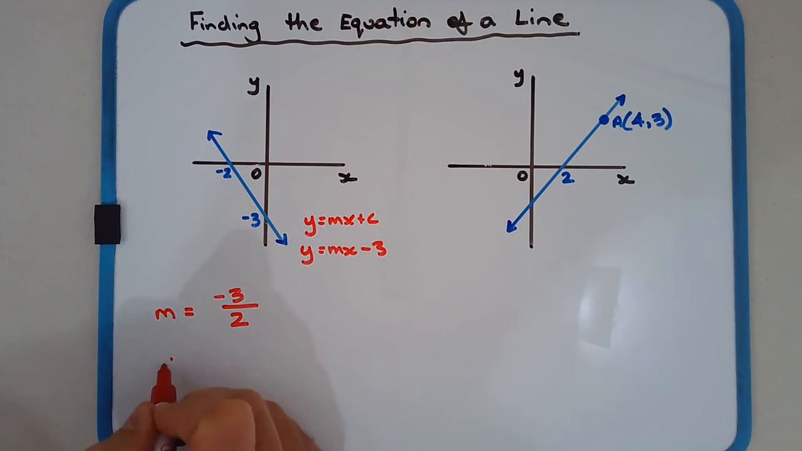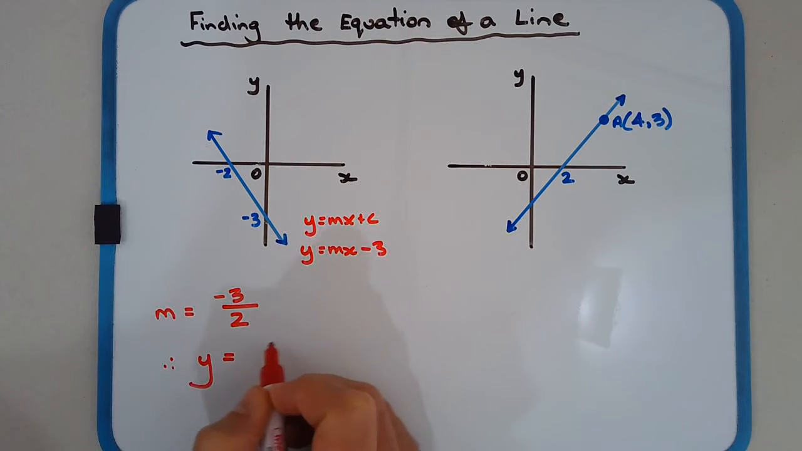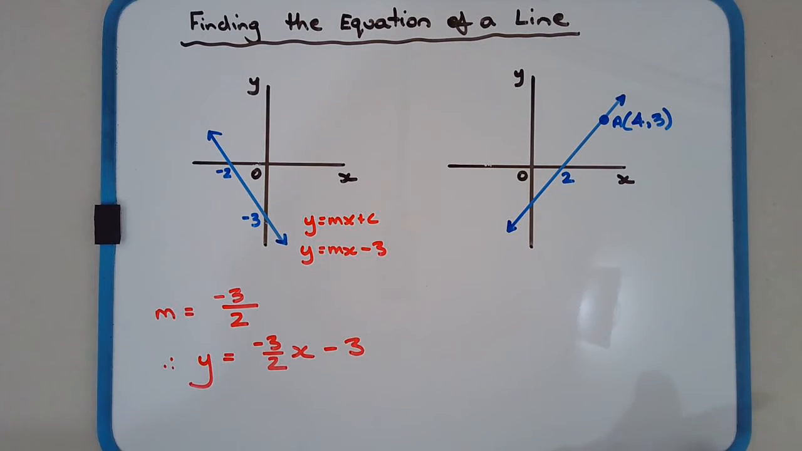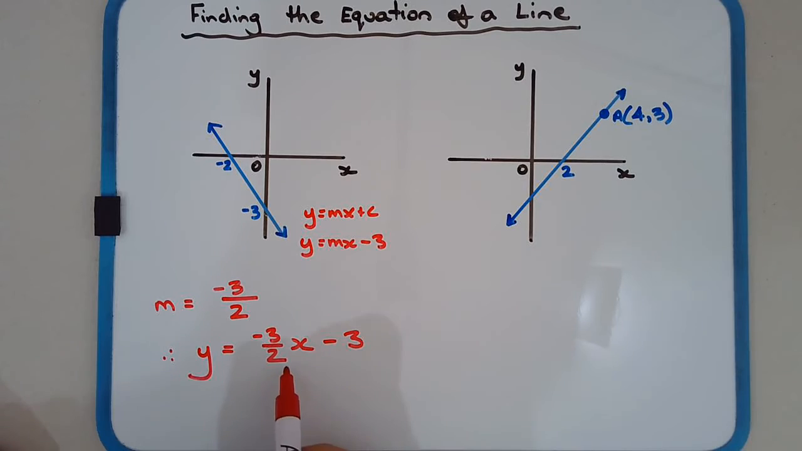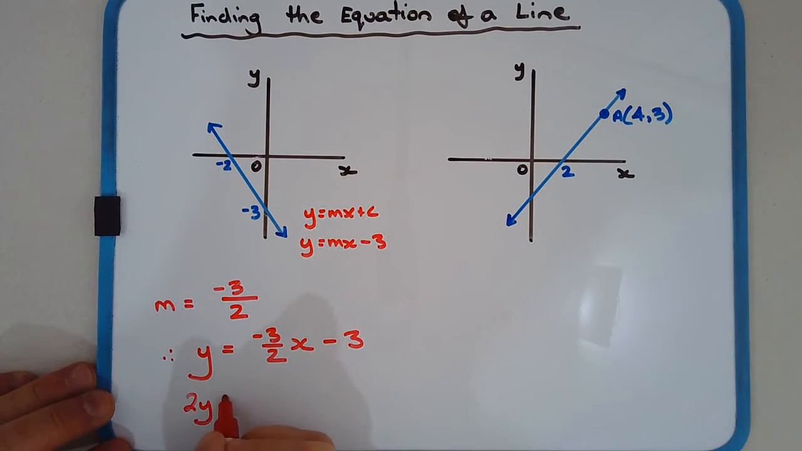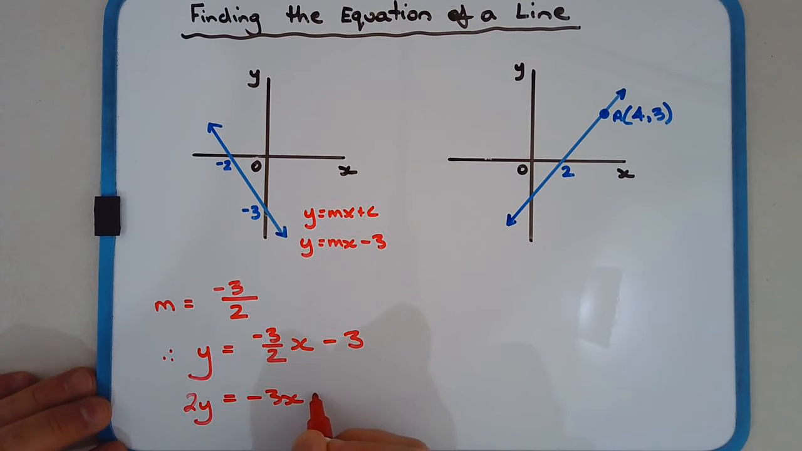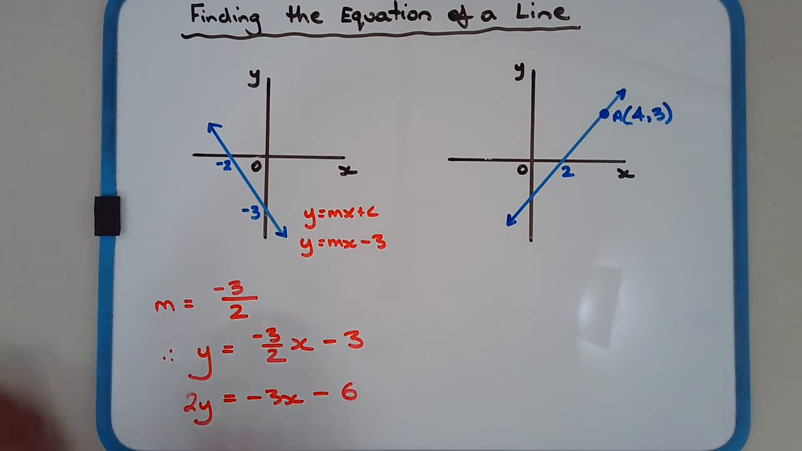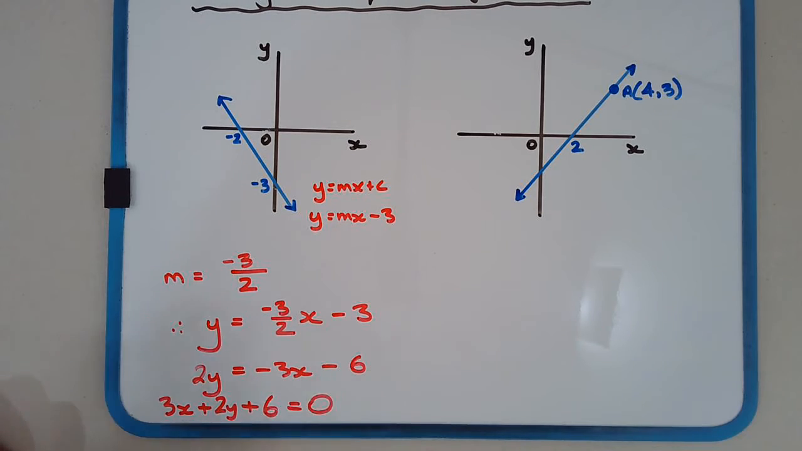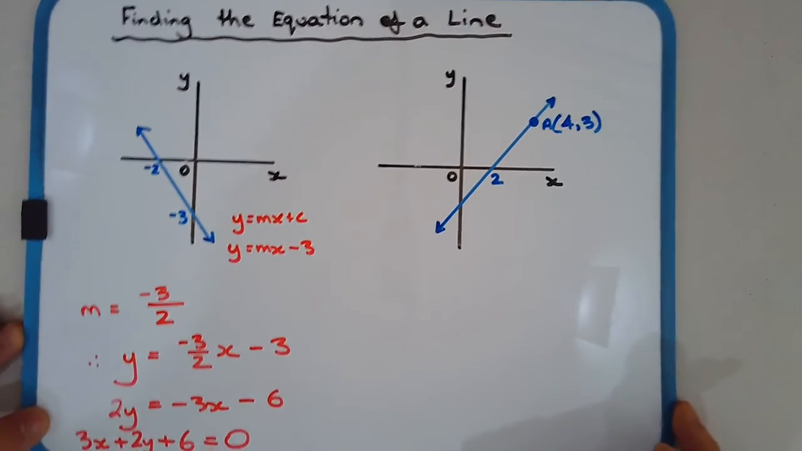Okay, so therefore the equation is y equals -3 on 2, x minus 3. And if you want to write that in general form, we could just multiply everything by 2 so that we eliminate the fraction. So we could write it as 2y is equal to -3x minus 6, and we can move everything over to the left hand side. So this will be 3x plus 2y plus 6 is equal to 0 if you want the equation in general form. Okay, let's have a look at the next example.